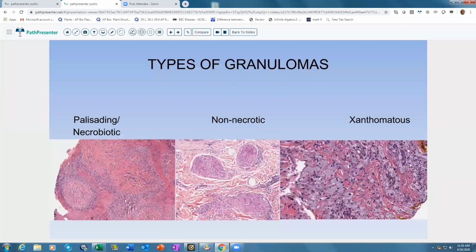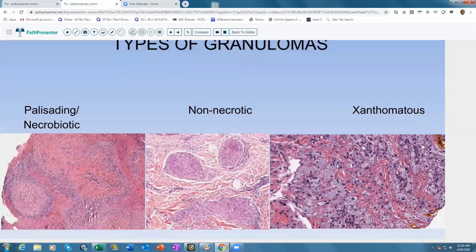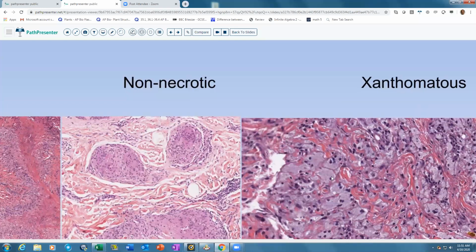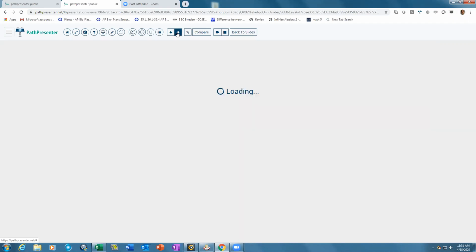Moving on to the last type of granulomas that we will see is the xanthomatous. So xanthoma cells are these clear macrophages that contain lipid, so lipid-laden macrophages that are also known as foam cells actually. So you can see these large cells that are called foam cells. So when you see that, that is a xanthomatous reaction pattern.